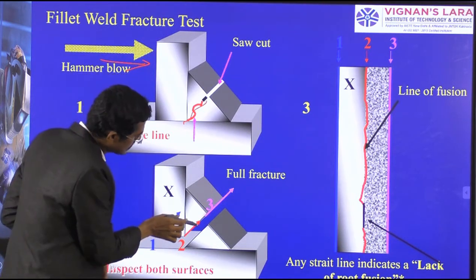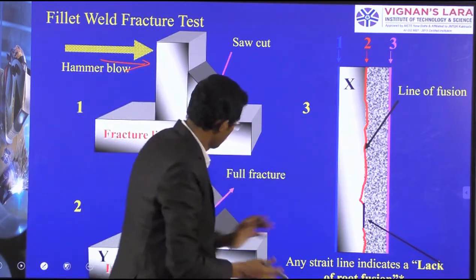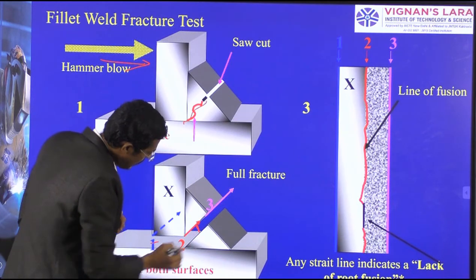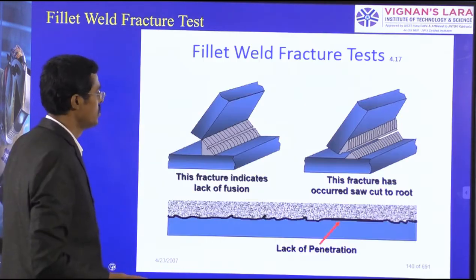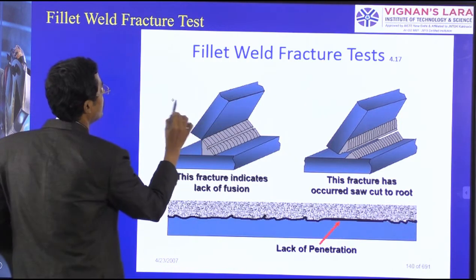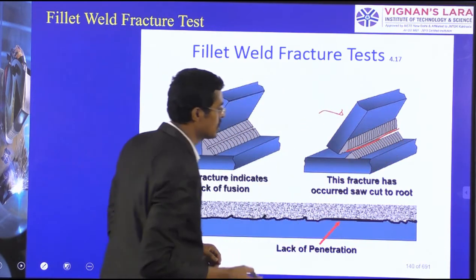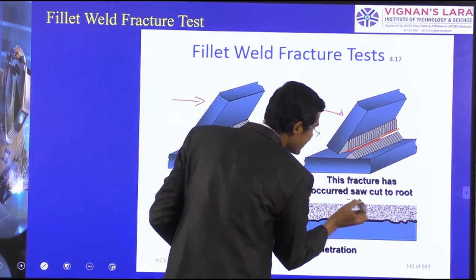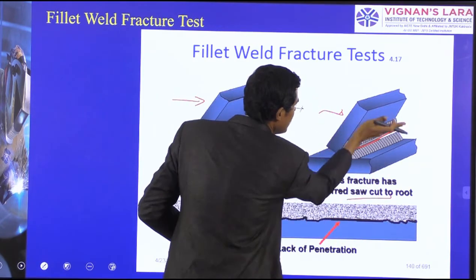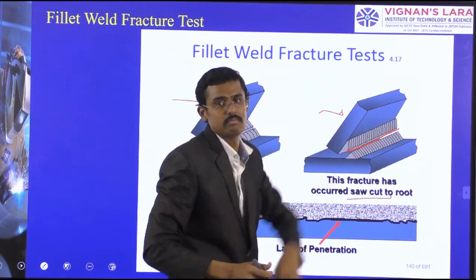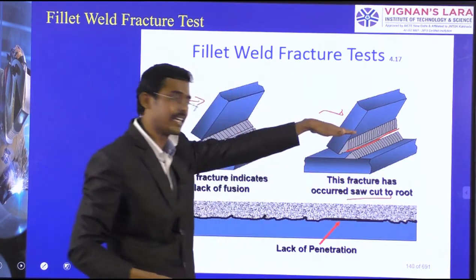So in that cut there are two surfaces, this surface and this surface. Those surfaces we have to check. When I am hitting here, it will break like this. So this is called a fracture like a saw cut. As it is like a saw cutting process, it has a fracture. So that is called a fracture like a saw cut.